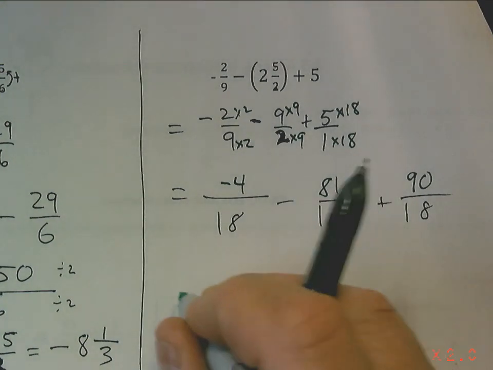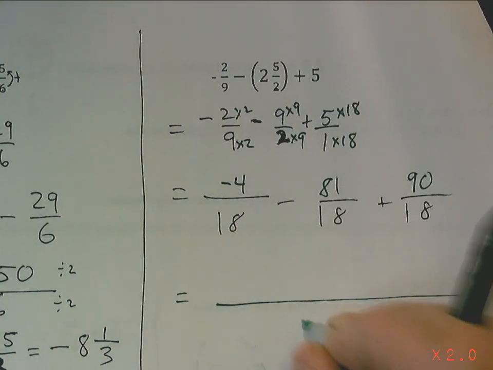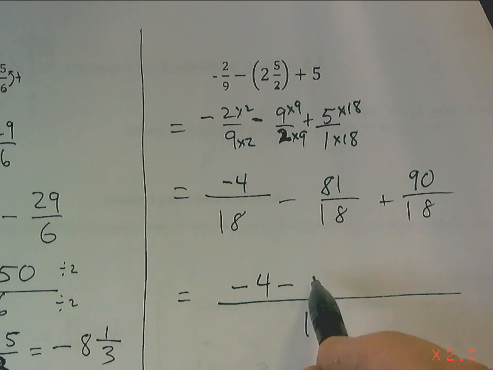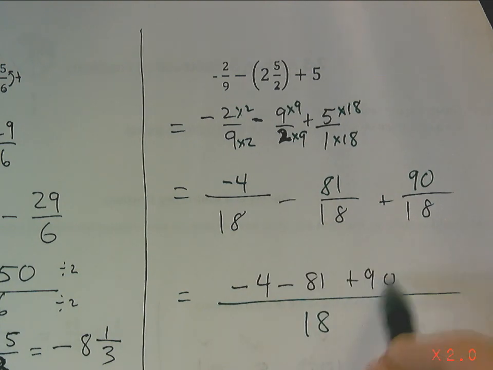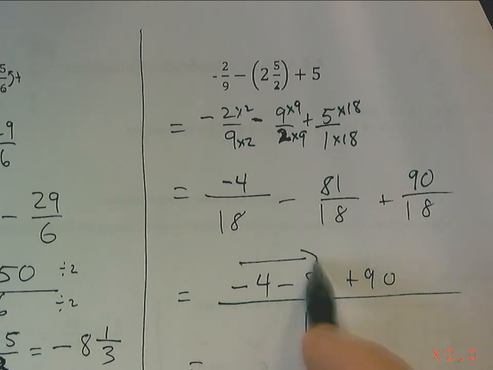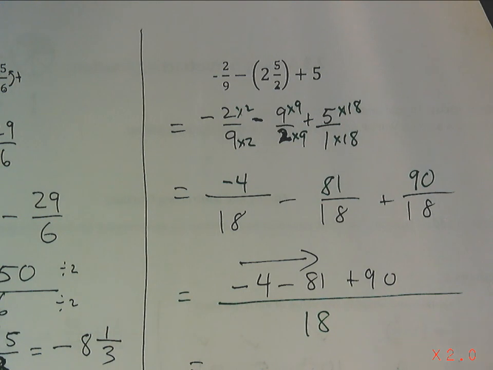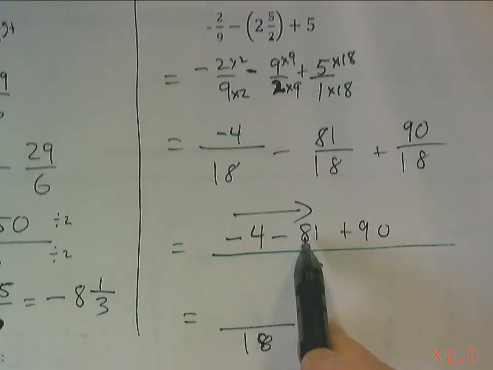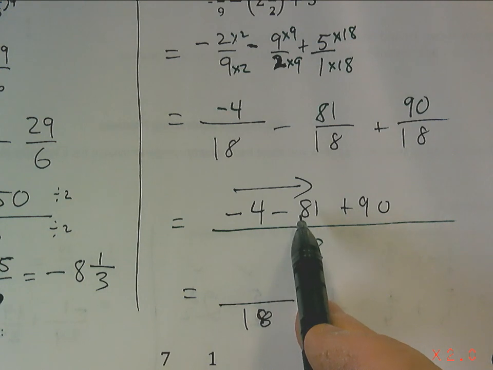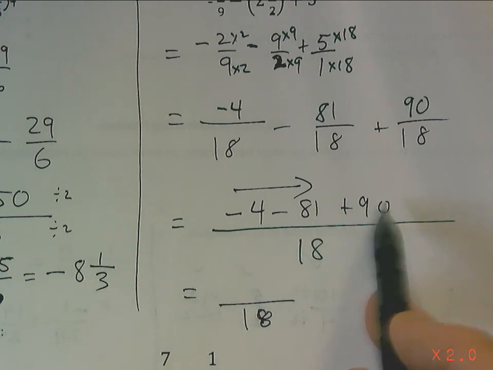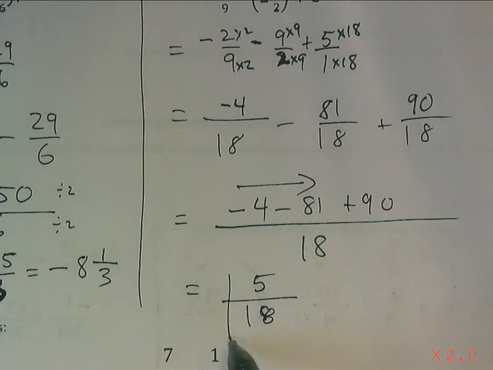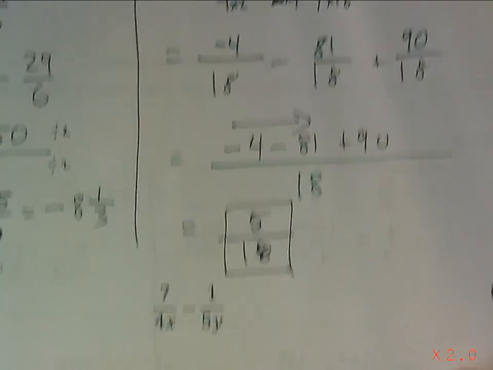And now I'm left with 18 on the bottom. Maybe I can't do this in my head. Maybe I have to write it out in a big string. And I'm going to work from left to right. So -4 take away 81. That is -85. Plus 90, it's a 5. 5 over 18, done like dinner.